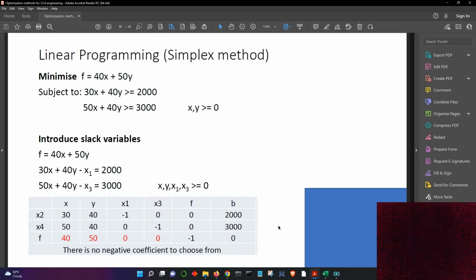So now tell me how we will choose which variable comes in and which variable goes out. There is a problem here, right? Can anyone tell me what the problem is? I have written it here also. You tell me whether you think this problem is valid or not.